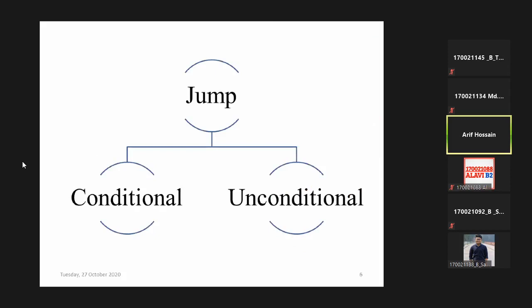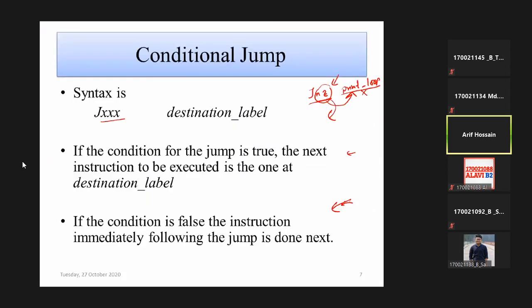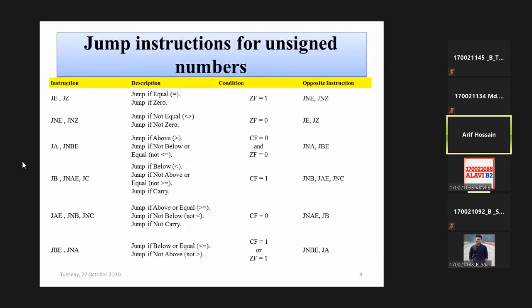Okay, so there are two types of jump, conditional and unconditional. So this was the conditional jump. So these two things are clear. If the condition is true, the next instruction will be in the destination level, and if the condition is false, then whatever is the following instruction, that will be executed. It is clear, sir.